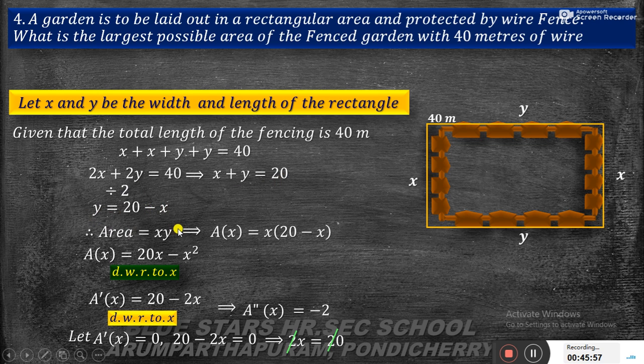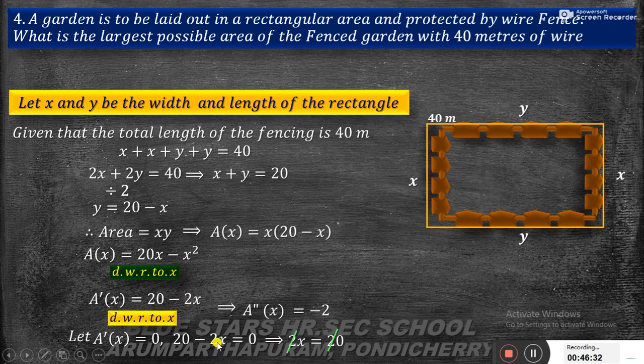We know the area of the rectangle is xy. Therefore A of x equal to x into y, where y is 20 minus x. Multiplying, we get 20x minus x square. Differentiate with respect to x. A dash of x equal to 20 into the differentiation of x, which is 1, so 20, minus the differentiation of x square, which is 2x. So 20 minus 2x. Next A double dash of x: differentiation of 20 is 0, differentiation of minus 2x is minus 2. Therefore A dash of x equal to 0 means 20 minus 2x equal to 0.